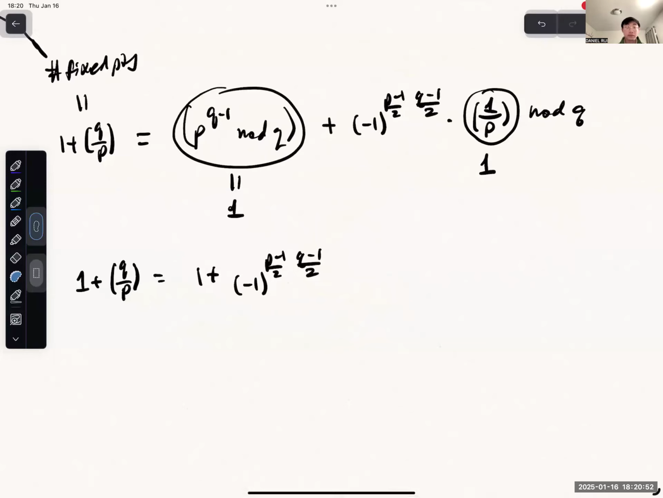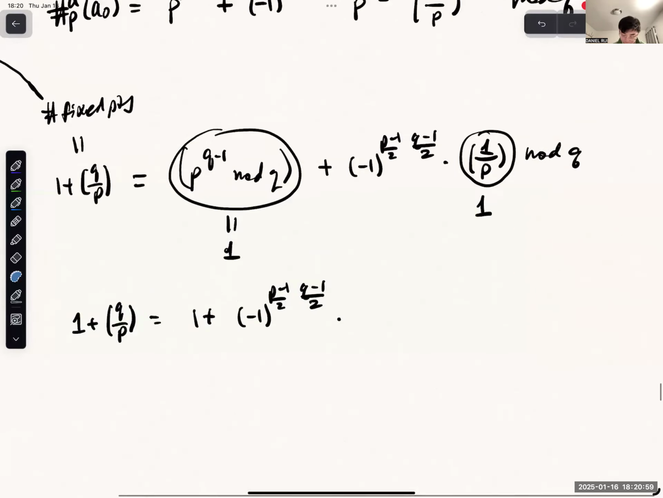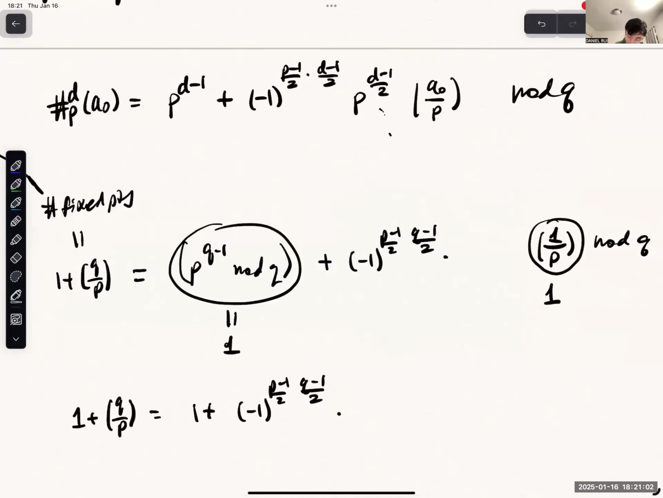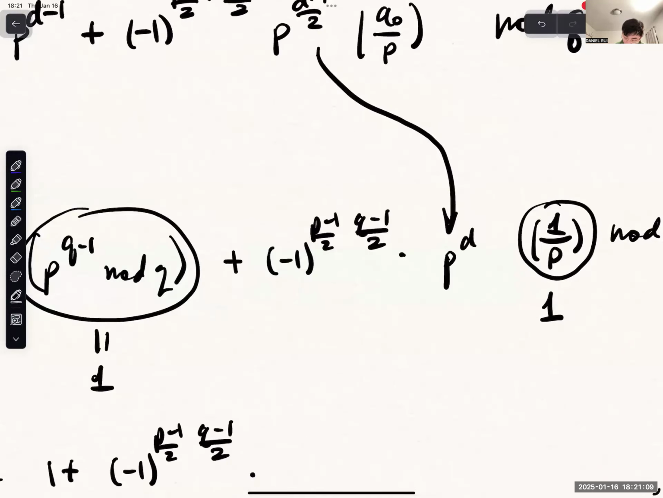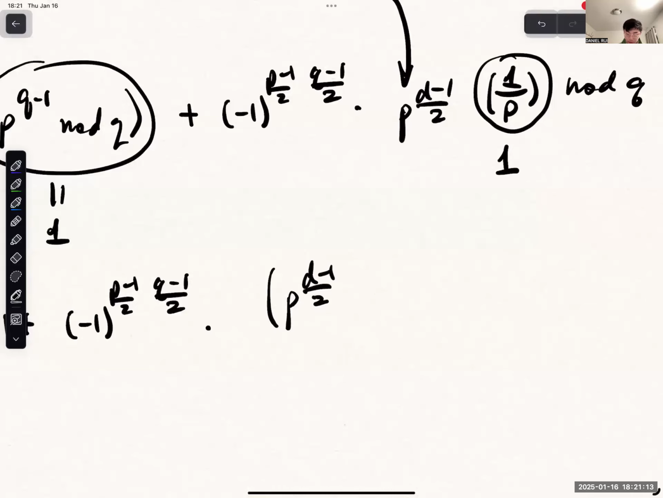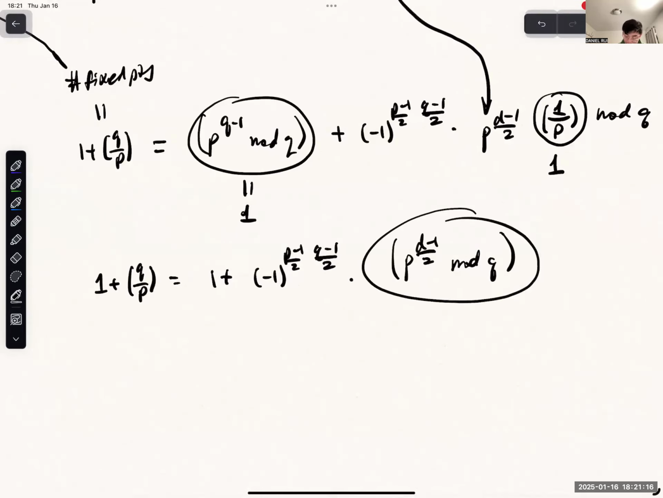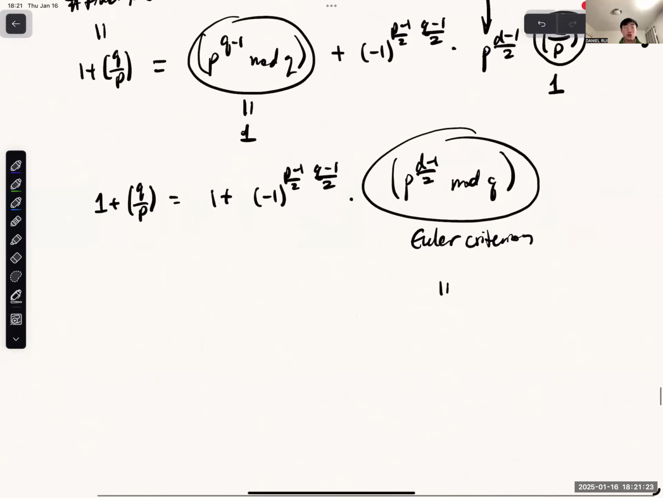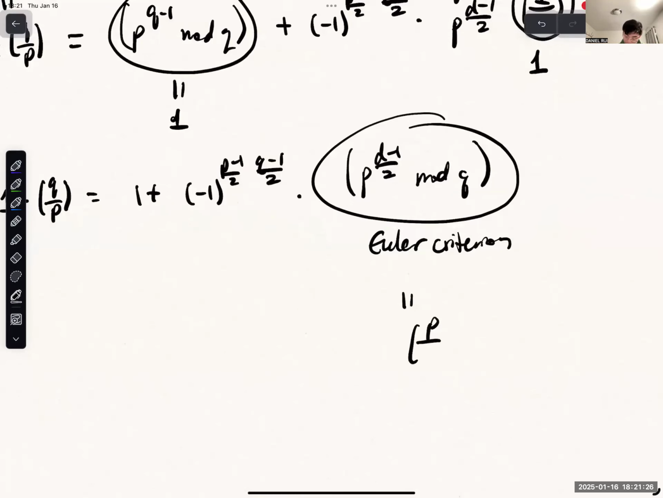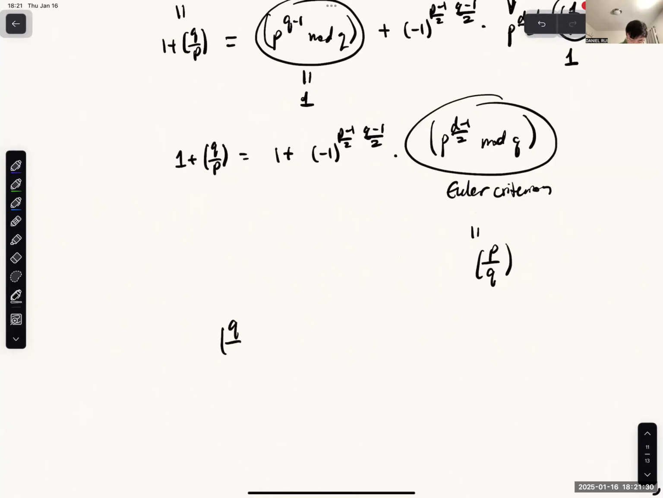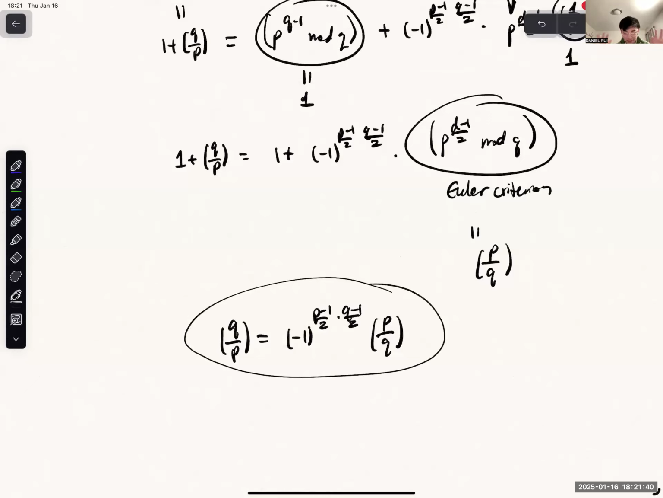Times, sorry, I missed a term. This also has to show up there. I forgot that guy. Times p to the (q minus 1)/2 mod q. But this is exactly what was covered when I talked about Euler's criterion. And this is precisely equal to the Legendre symbol (p/q). And so what have we proven? We have proven the law of quadratic reciprocity, just by counting points. QED. That's it. It's over.